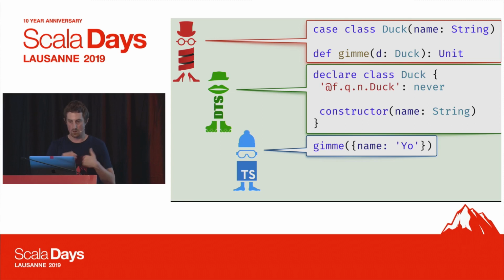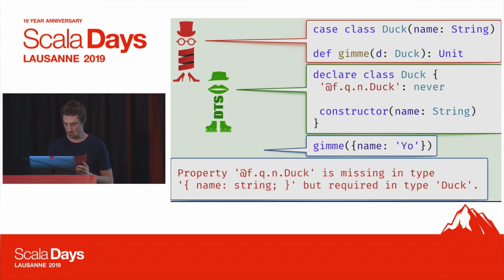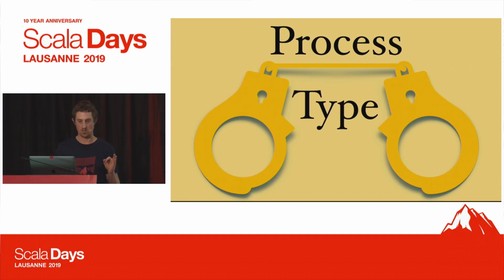So then, if TypeScript says, well, here's something that looks like a duck, it gets a type error instead of a runtime error. Because what you've given to gimme is missing this property, the fully qualified name of duck. That's how we can emulate nominal types in TypeScript. So those are the two constraints. One is the process of generation, and the second is how we create nominal types. And now they lived happily ever after, for real, the end.